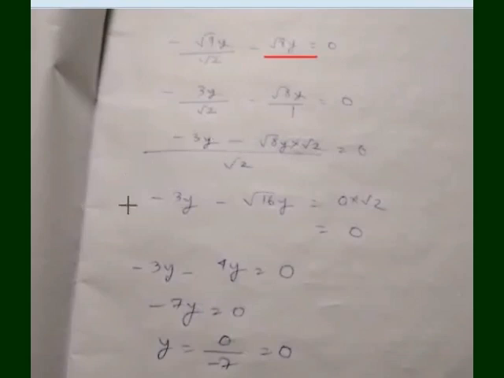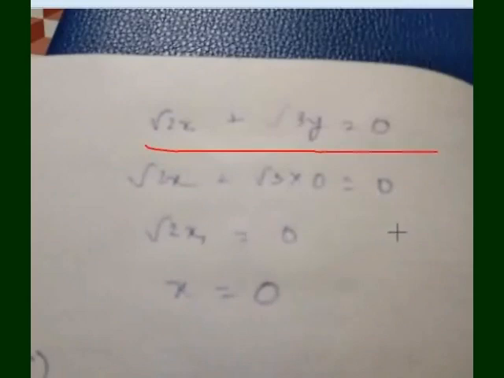So next, minus 3y minus root 8 times root 2 is root 16. So minus 3y minus root 16y is equal to, this root 2 will be shifted to the right hand side and it will be multiplied with 0. So 0 into root 2 is 0. So 3y minus root 16 means 4, so minus 3y minus 4y is equal to 0 into root 2 is equal to 0. So minus 7y is equal to 0. So the value of y will be 0 by minus 7, that is 0.